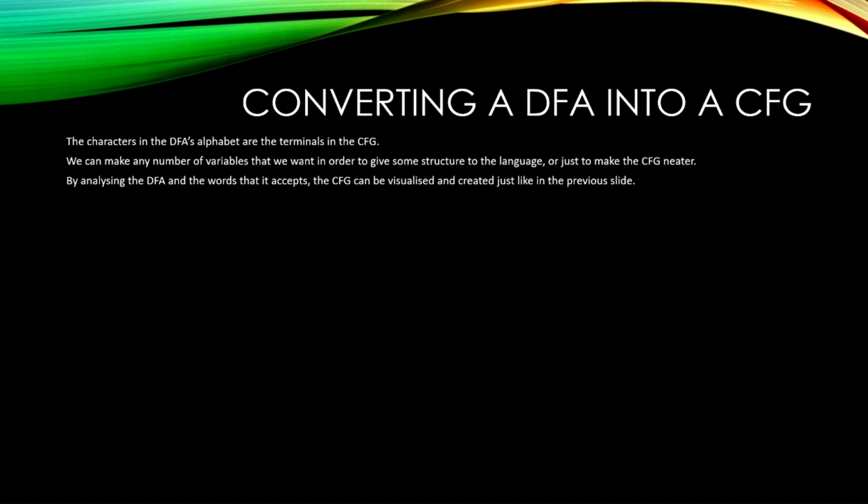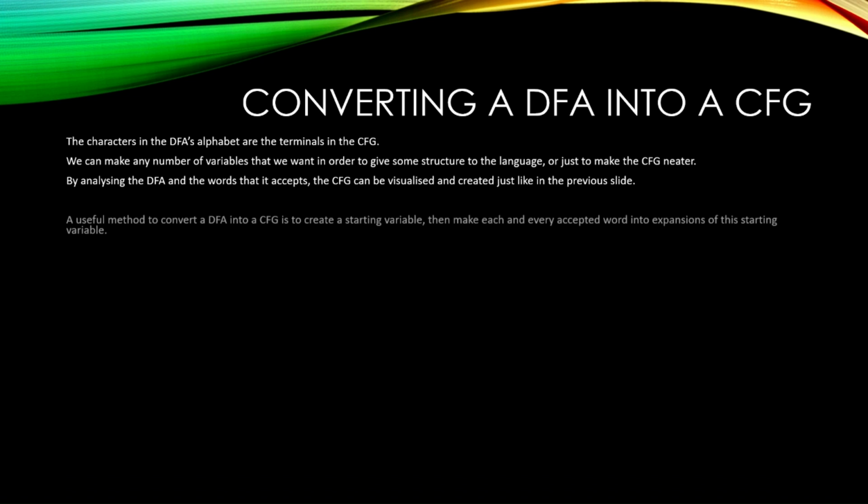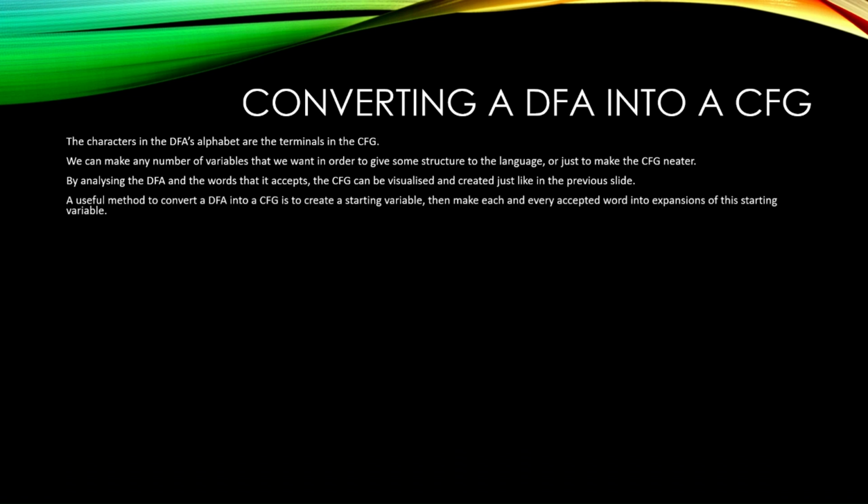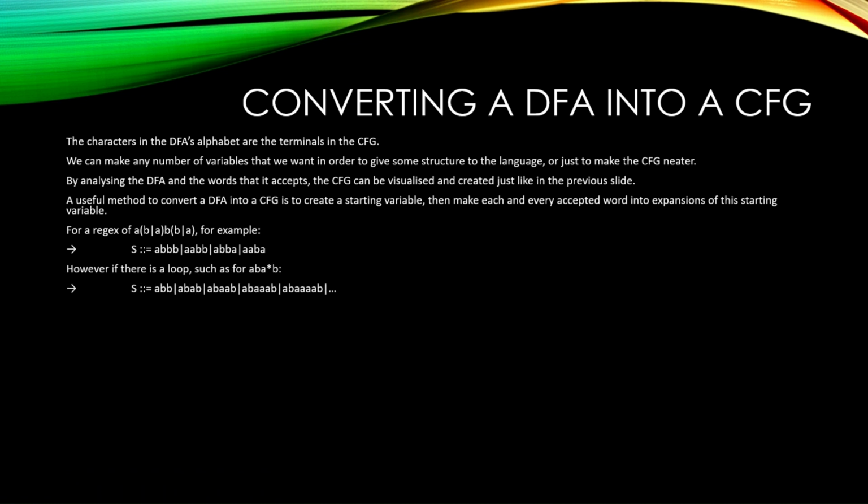By analyzing the DFA, or the rejects and the words that it accepts, the CFG can be visualized and created just like in the previous slide. So a useful method is to create a starting variable in a CFG, then, it's a little bit tedious, but it works, make each and every accepted word into expansions of the starting variable initially. So this could be the first step. We have 4 possibilities: A, B, B, B, A, A, B, B, A, B, B, A, or A, A, B, A, for example, from this regex. So we can make them all expansions of the starting variable. It is a little bit tedious, but we can neaten it up.